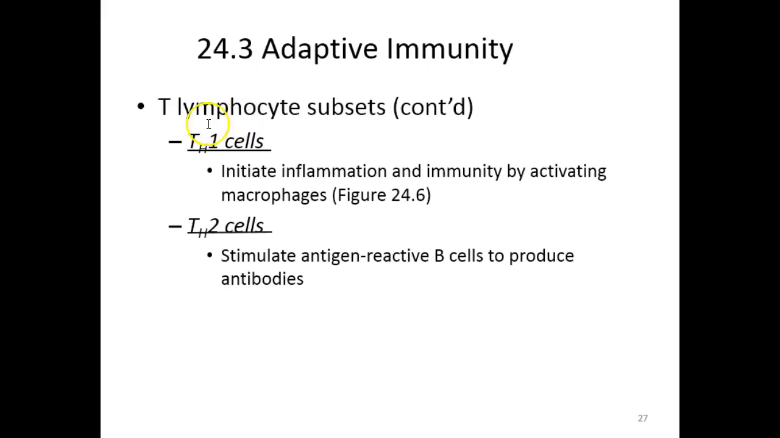Within the T cell lymphocyte, we have two subsets we talked about before. The diagram showed the helper 1 T cells, which can initiate inflammation and immunity by activating more macrophages. And then this other subset called the helper 2 T cells, which are involved with B cells that produce antibodies.